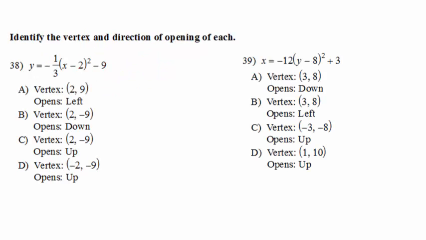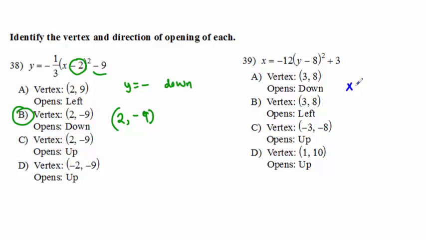Now we're on to conic sections. So if it's y equals a negative, that opens down. My vertex is positive 2, comma, negative 9. Because remember, when we're inside parentheses, we change the sign. When we're outside parentheses, we don't. So this is B because of the vertex and the way it opens.